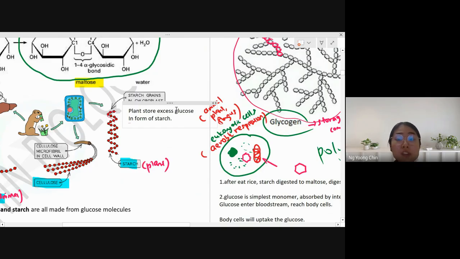The glucose source for the plant comes from a process called photosynthesis. Photosynthesis is a process that converts carbon dioxide plus water, producing glucose and releasing oxygen. This is the equation of photosynthesis. The arrow's upper side will be the sunlight.